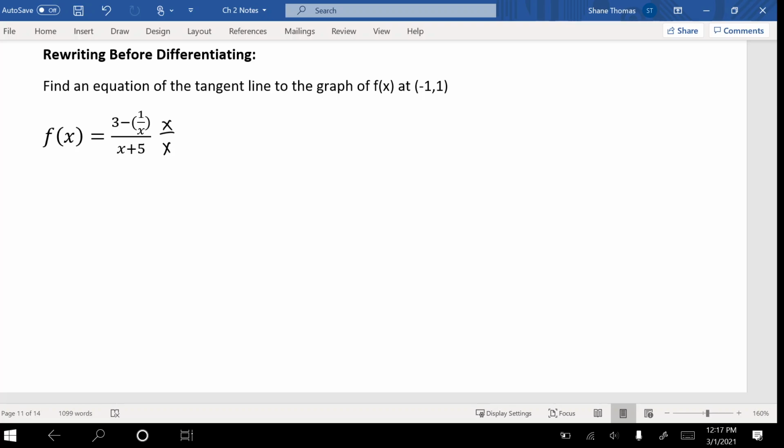Okay, so then if I multiply everything by x, I'll have 3 times x for the first one. Second one, I'm going to have negative 1x over x, which is just going to be 1. Okay, and then the bottom, I distribute that x through, I get x squared plus 5x. Now that guy looks a little easier to deal with, doesn't it? The fact that there's no more fractions.